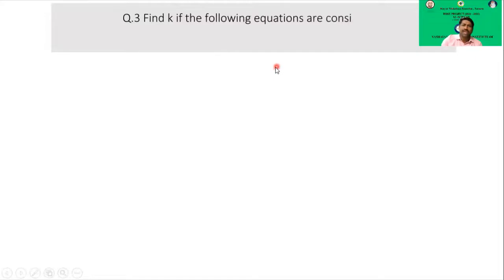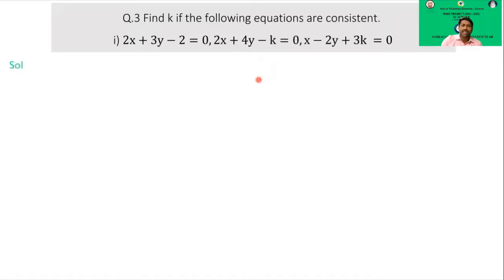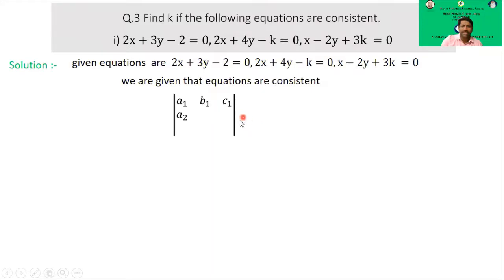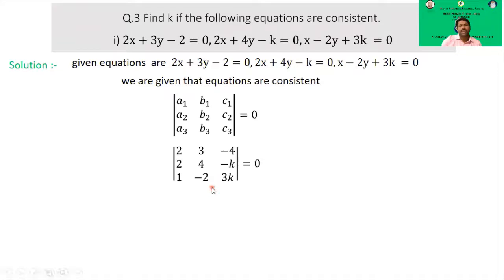So now another example. Find K if the following equations are consistent. आता आपल्याला माहिती दिलेली आहे की तिन्ही इक्वेशन्स कन्सिस्टंट आहेत, तर K ची किंमत काय? Similar way. So here K is there, unknown. So these are the given equations. We are given that equations are consistent. So that's why we can take this value of determinant as 0. So this must be equal to 0 because we are given the equations are consistent. So therefore now expand this determinant.